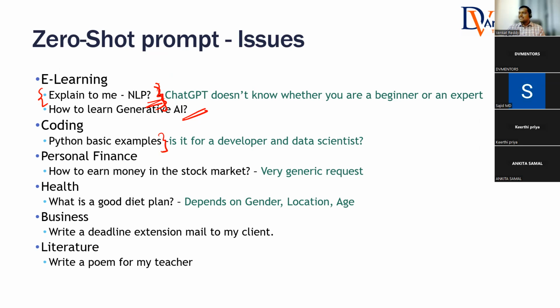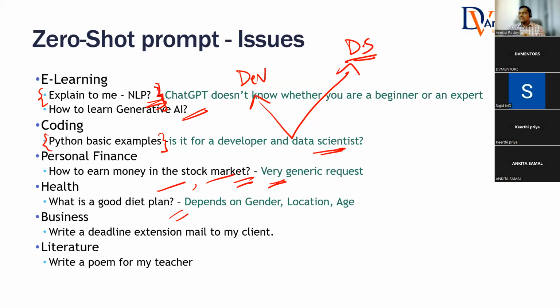Give me some Python basic examples. Is it for a developer or a data scientist? Python is actually for two different sets of people. Python developer is different, Python data science is different. How do I earn money from the stock market? Very generic request. What is a good diet plan? The diet plan changes based on the location. If you're in India, if you're in South India, then the items that you get are very different.